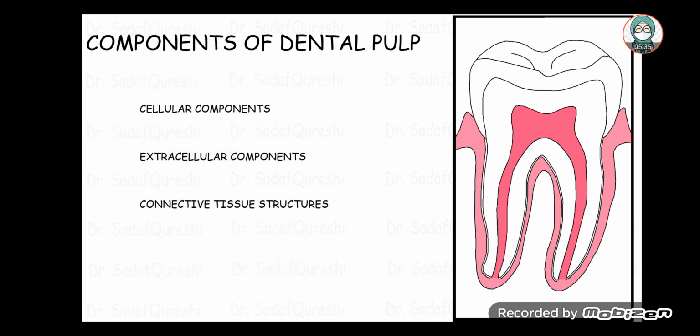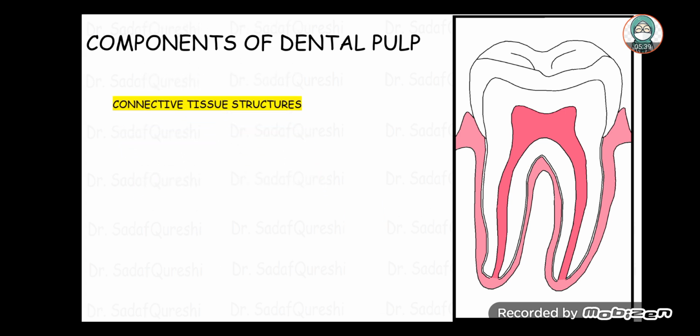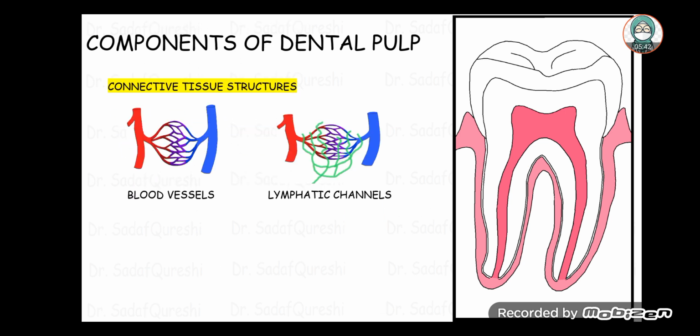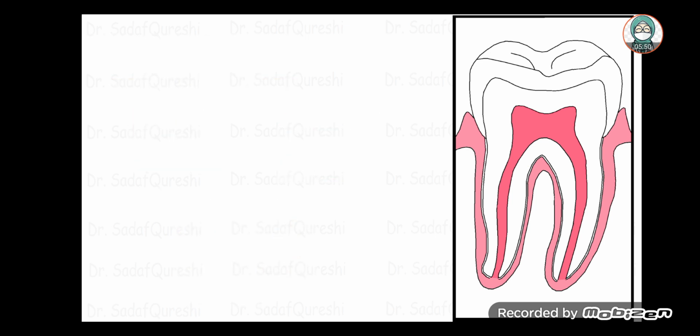Talking about the connective tissue structures that are present in dental pulp, they are blood vessels, lymphatic channels, and nerve fibers. These are the important connective tissue structures that are present in dental pulp. So this was all about components of dental pulp.